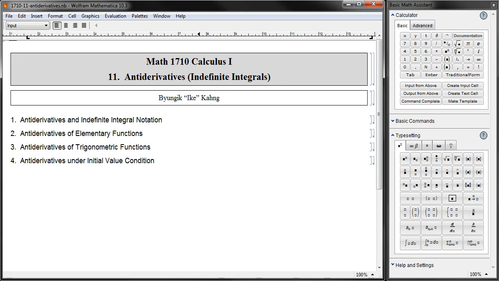Welcome back, students. In the previous video, we talked about antiderivatives and indefinite integral in terms of notation. A little bit of theory too, but mostly notation. Now let us focus upon computation.